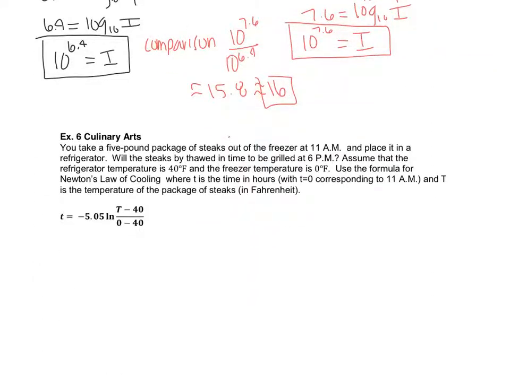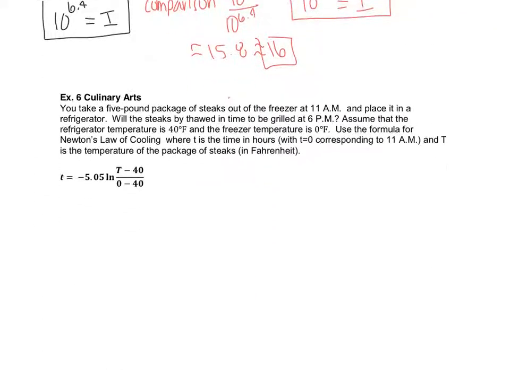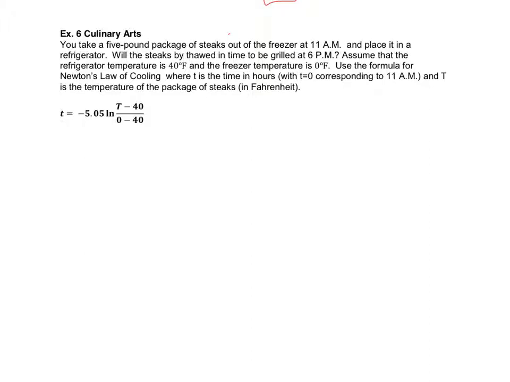All right, now we are to the last example, culinary arts. And so here we have another model, and it says you take a 5-pound package of steaks out of the freezer at 11 a.m. and place it in the refrigerator. Will the steaks be thawed in time to be grilled at 6 p.m.? Assume that the refrigerator's temperature is 40 degrees and the freezer's temperature is 0 degrees. Use the formula for Newton's law of cooling.